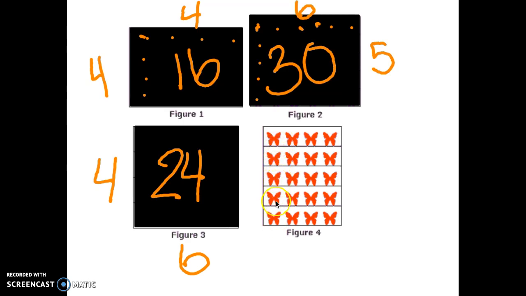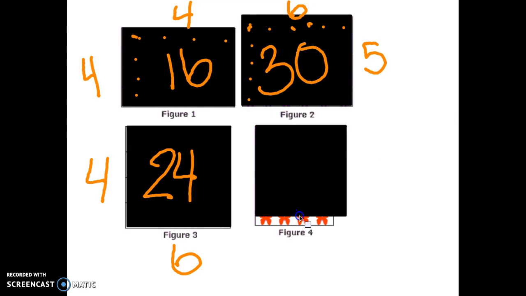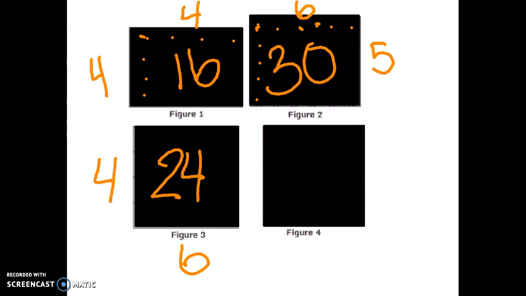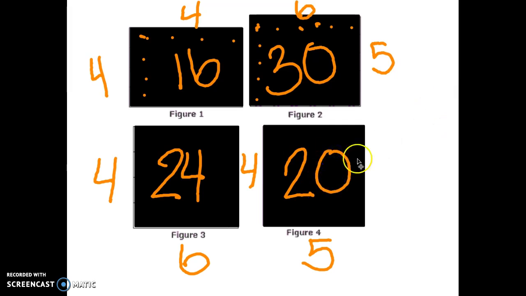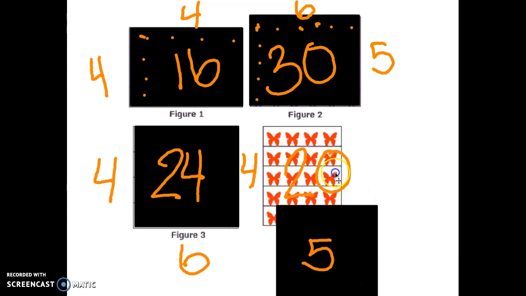Same thing here, 1, 2, 3, 4, 5 by 1, 2, 3, 4. If you trust the measurement, all you have to do is measure the sides. I can hide it. Know that it's a 4 by 5, I think it was. There would be 20 in there. You could go back and count. 1, 2, 3, 4, 5, 6, 7, 8, 9, 10, 11, 12, 13, 14, 15, 16, 17, 18, 19, 20. But you don't need to count.